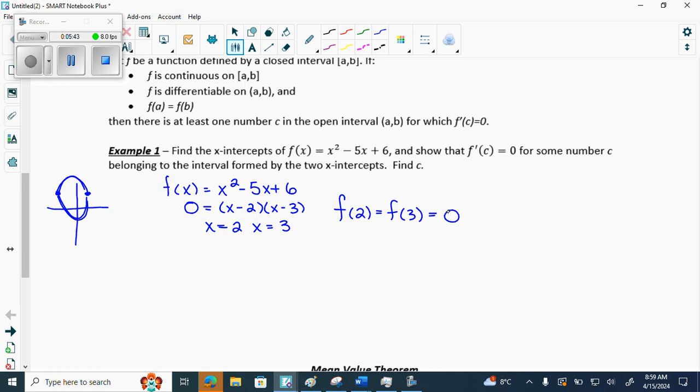So now we can say there exists an interval and an f prime of c that's equal to 0. Here it says, find the x-intercept, show that f prime of x equals 0 for some value c belonging to the interval bounded by the two x-intercepts, and then find c. First, we have to show that there are two f values that are the same. We could have shown that second. Then we have to talk about continuity and differentiability, correct? Now, this is what type of equation? Polynomial.